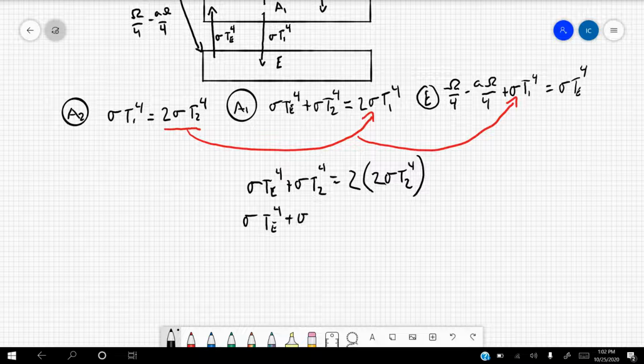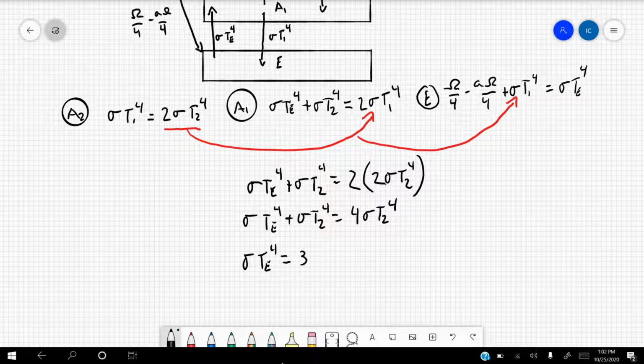Our equation becomes sigma Te to the fourth plus sigma T2 to the fourth equals 4 sigma T2 to the fourth. We can continue to simplify this equation by subtracting sigma T2 to the fourth from both sides, leaving us with sigma Te to the fourth is equal to 3 sigma T2 to the fourth.